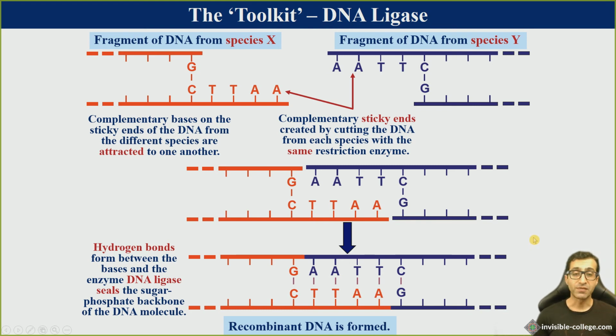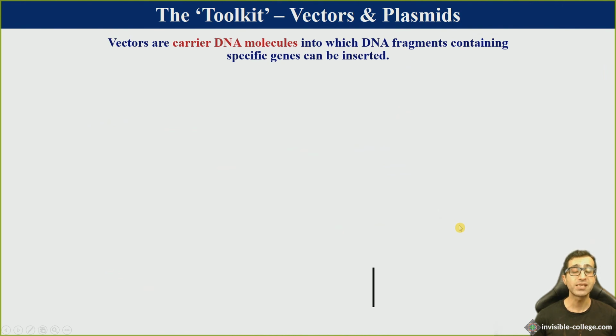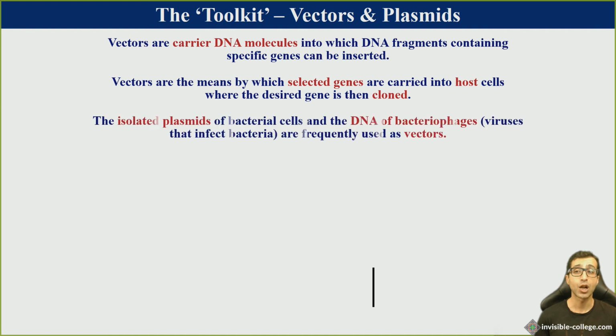Now, the other part of the genetic engineer's toolkit, as it were, is the use of vectors and plasmids. So vectors are carrier DNA molecules into which the DNA fragments containing specific genes can be inserted. So vectors are the means by which selected genes are carried into host cells where the desired gene is then cloned. So the isolated plasmids from bacterial cells and also the DNA from bacteriophage viruses are frequently used as vectors.